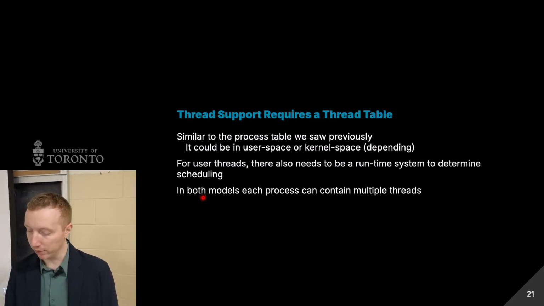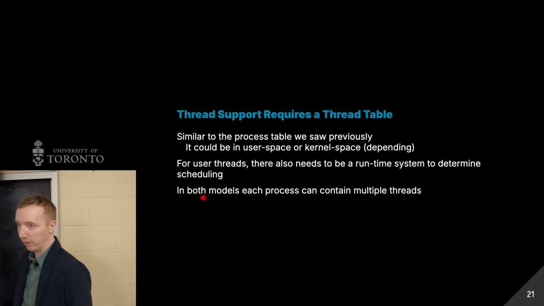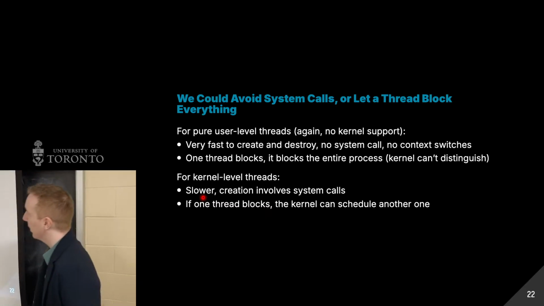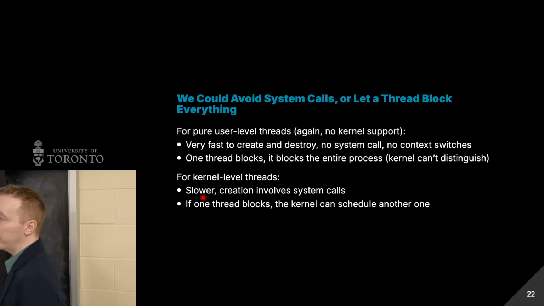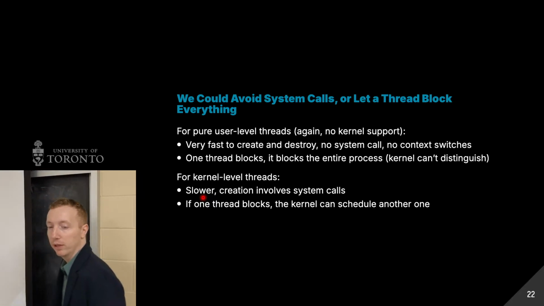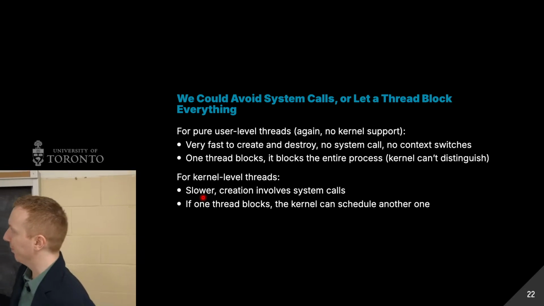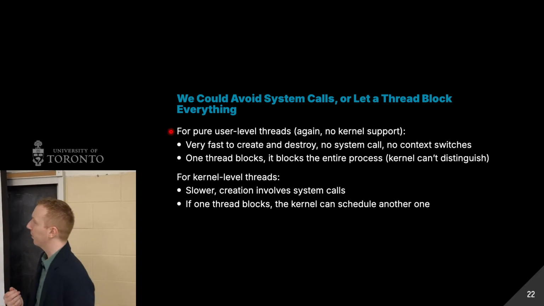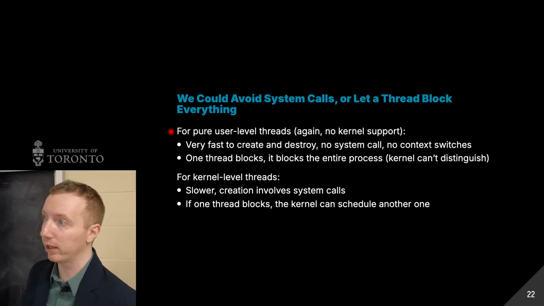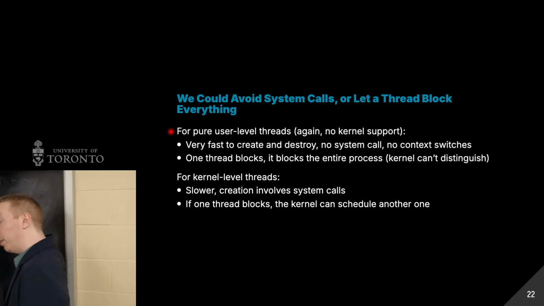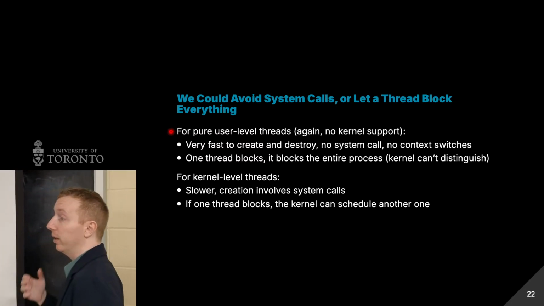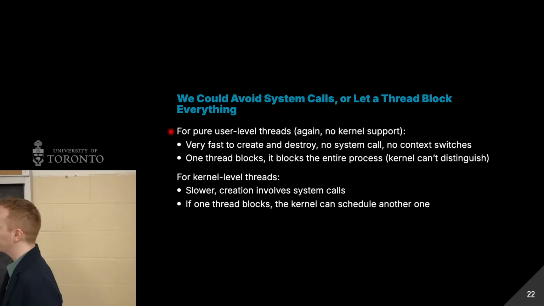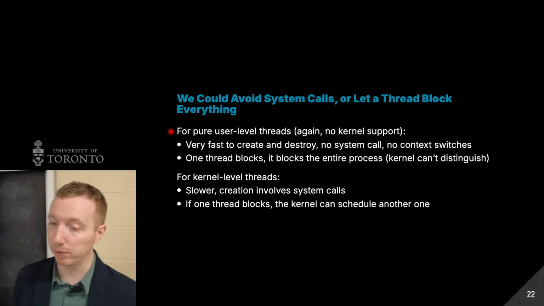And in both models, each process can contain multiple threads, so that still exists. The nice thing about using user threads is that to create them, I avoid system calls, or I could just let a single thread block everything. So that is basically our trade-off. For pure user level threads, again with no kernel support, they're going to be very fast to create and destroy because I don't have to do a system call. I don't have to let the kernel do any context switches or anything like that. I would be the one switching between threads.